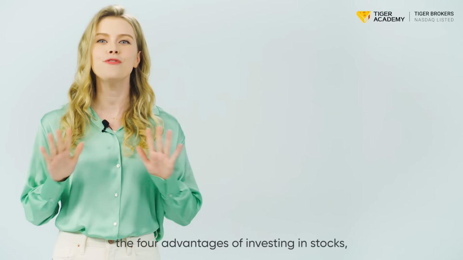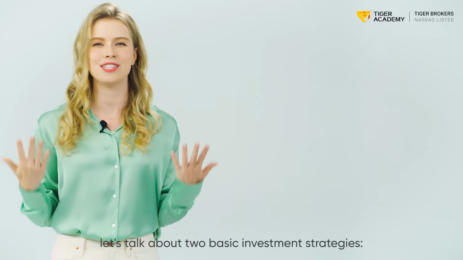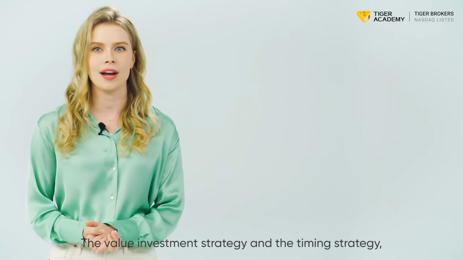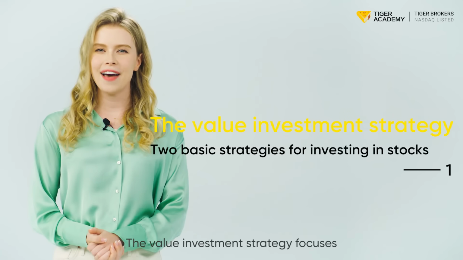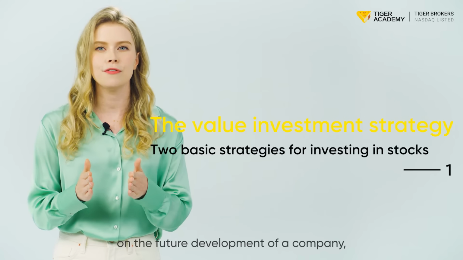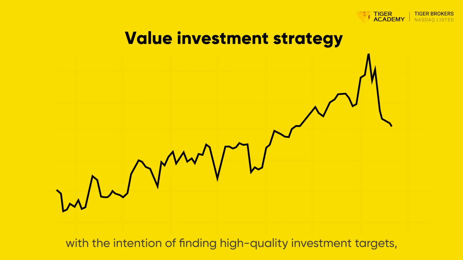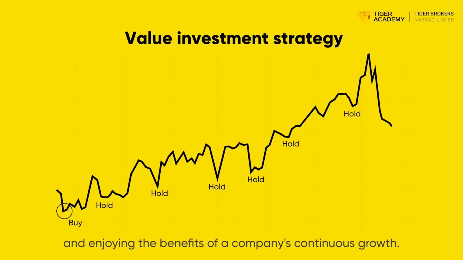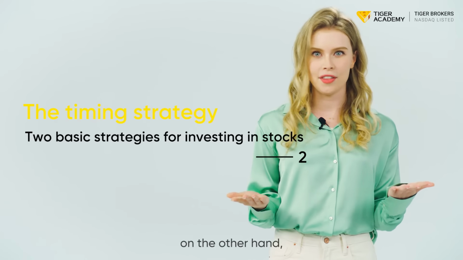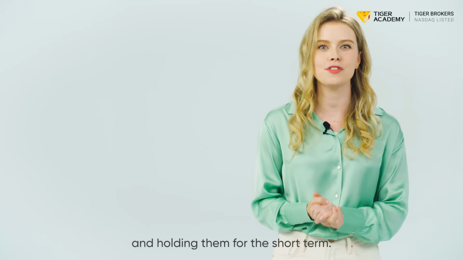Now we've covered the 4 advantages of investing in stocks. Let's talk about 2 basic investment strategies, the value investment strategy and the timing strategy, which are very distinct from each other. The value investment strategy focuses on the future development of a company with the intention of finding high-quality investment targets, buying them at a reasonable price, holding them for a long time, and enjoying the benefits of a company's continuous growth. The timing strategy, on the other hand, seeks out hot companies that everyone is talking about and holding them for the short term.